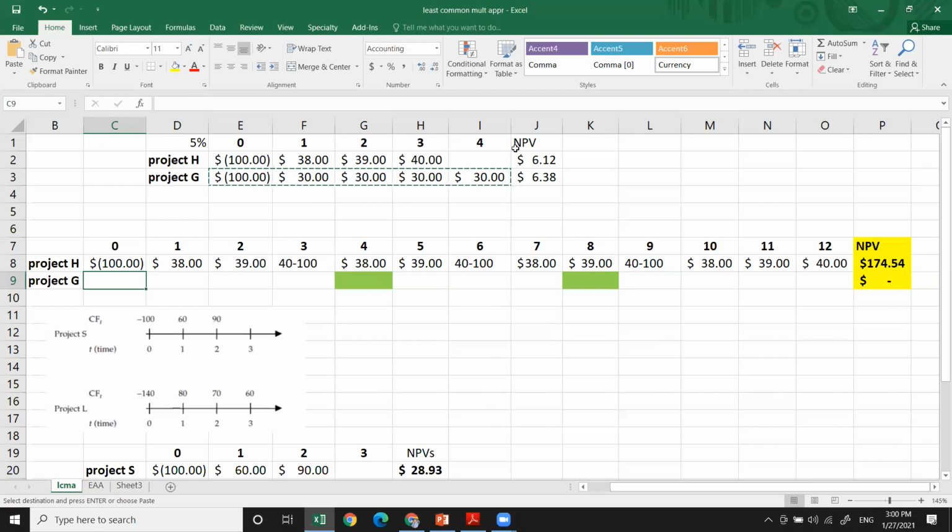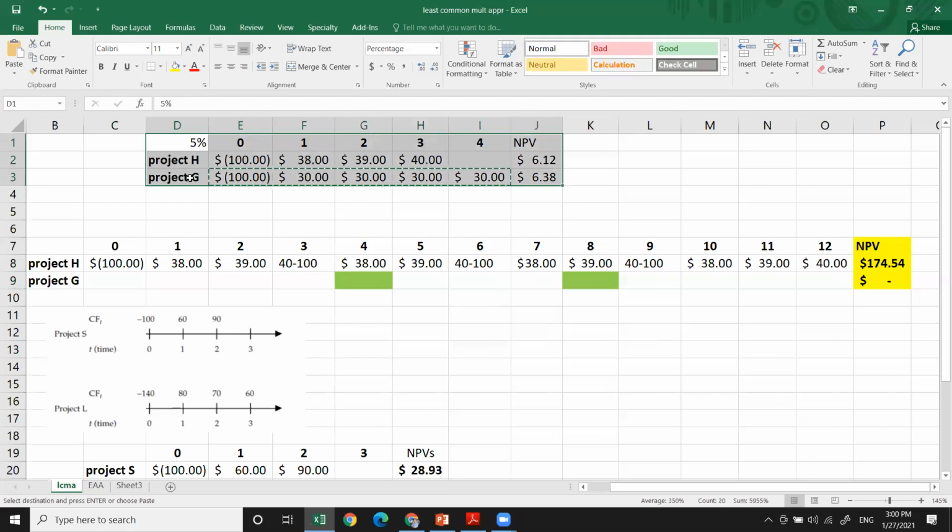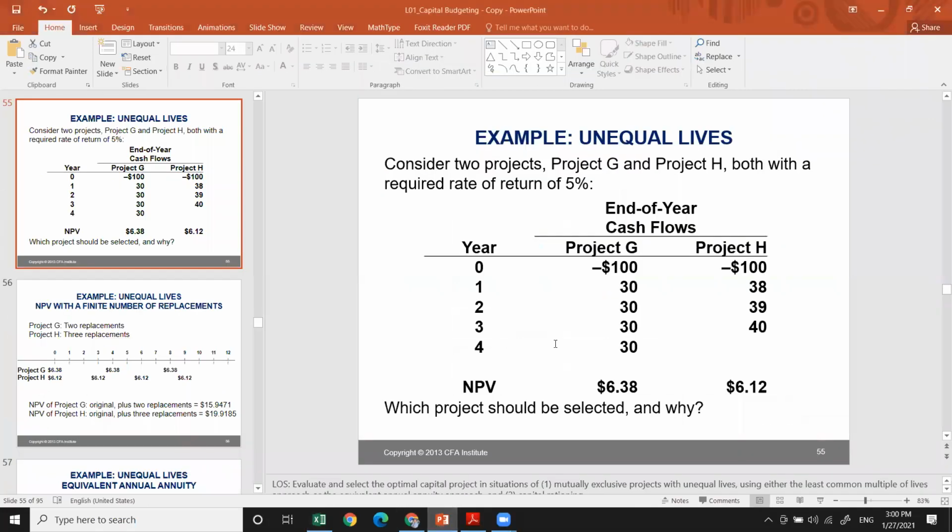You cannot say, according to this, that project H is better or G is better. You need to equalize the number of years, the useful life of the project. That's why we should repeat it and repeat it again. Like, for example, during 12 years I get my benefits. So how it works, let me show in slides in here.